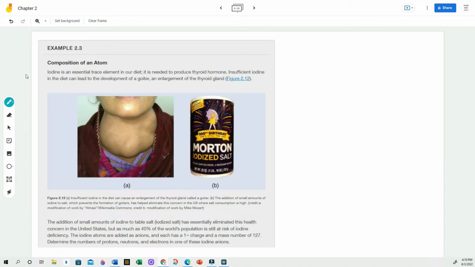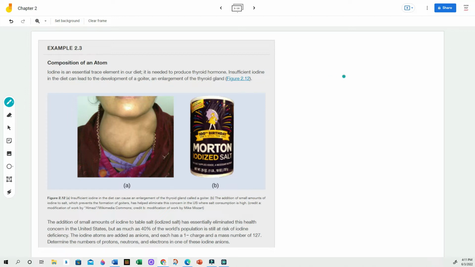The addition of small amounts of iodide to table salt, iodized salt, has essentially eliminated this health concern in the United States, but as much as 40% of the world's population is still at risk of iodine deficiency. The iodine atoms are added as anions, each with a -1 charge and a mass of 127. Determine the numbers of protons, neutrons, and electrons in one of these iodine anions.